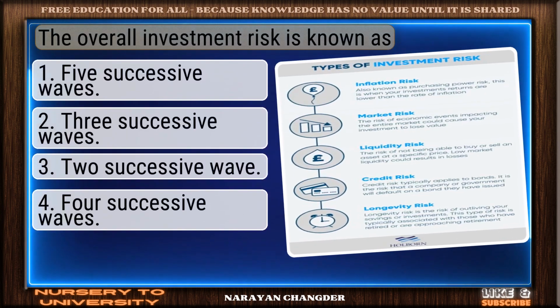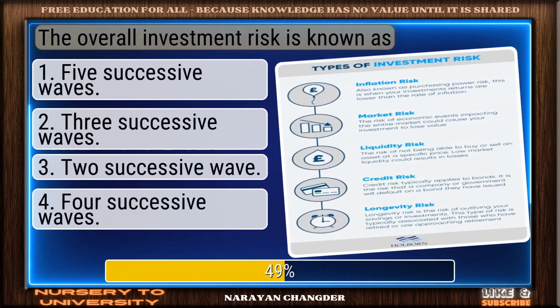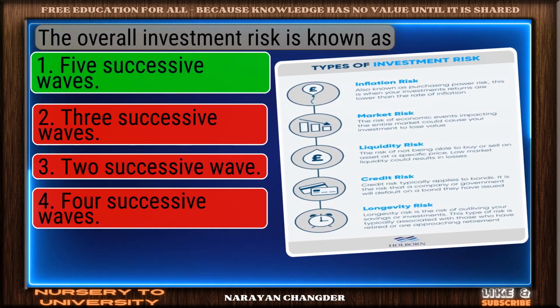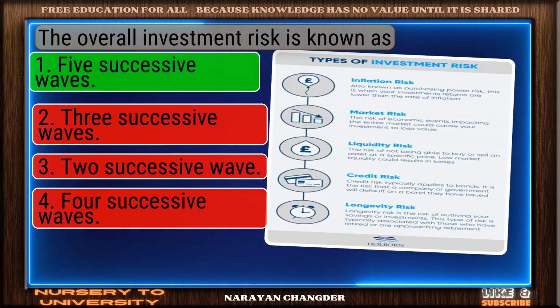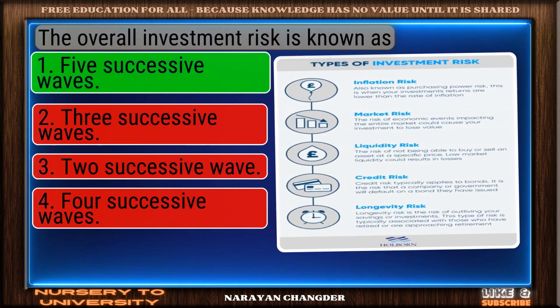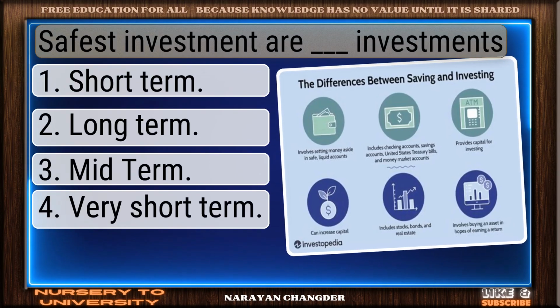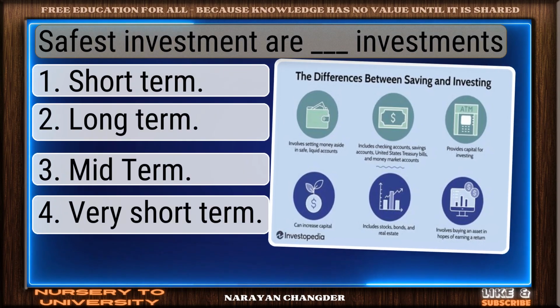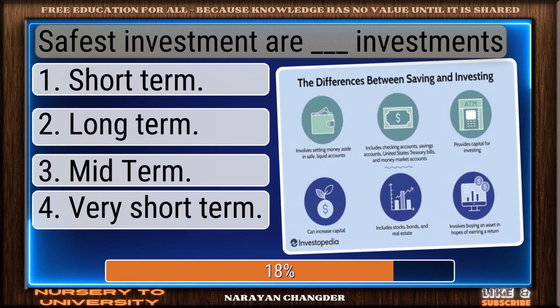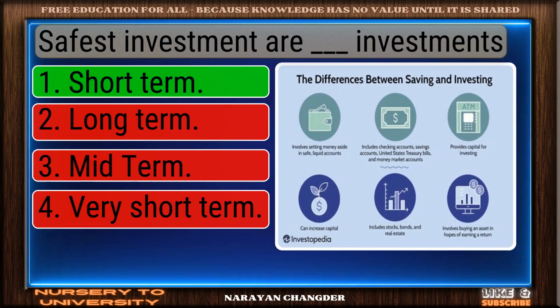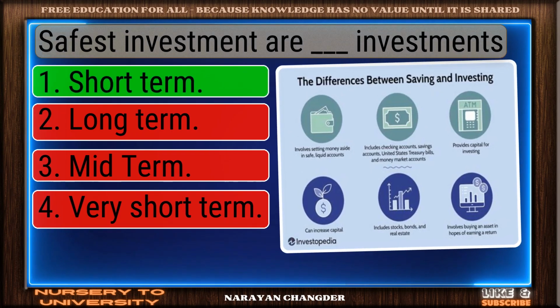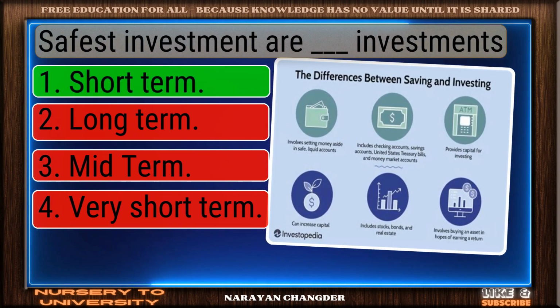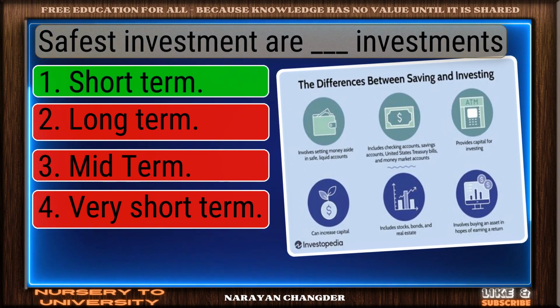The overall investment risk is known as. Right choice. 5 successive waves is the best answer. Safest investment are dash investments. Clear logic. Your choice short term is sound and 100% true.